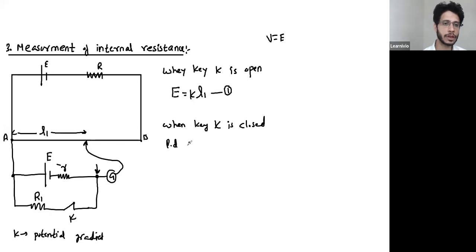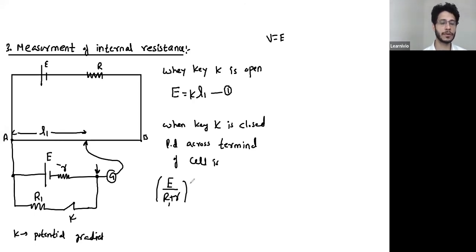So the potential difference across the terminals of the cell is E divided by R1 plus small r, which is the internal resistance of the cell, into R1, and this is your V. Now, when I close the key, the balancing length shifts to some length L2. This is your balancing length.